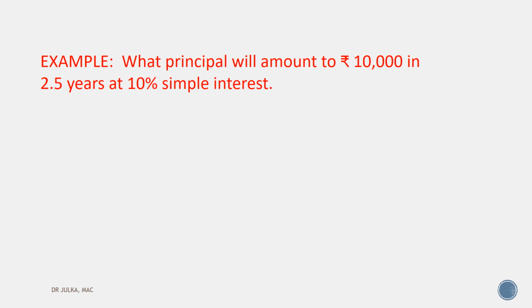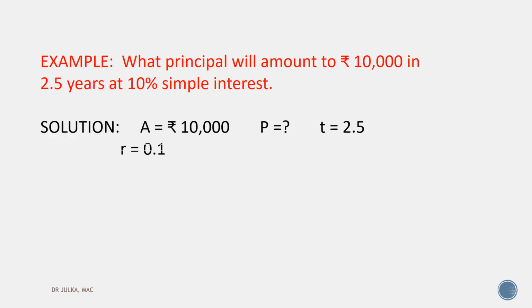What principal will amount to rupees 10,000 in 2.5 years at 10% simple interest? In this question, we want to calculate the principal. Amount is 10,000 rupees, time 2.5 years, rate of interest 10%. This implies 0.1. And now we want to calculate the principal value.